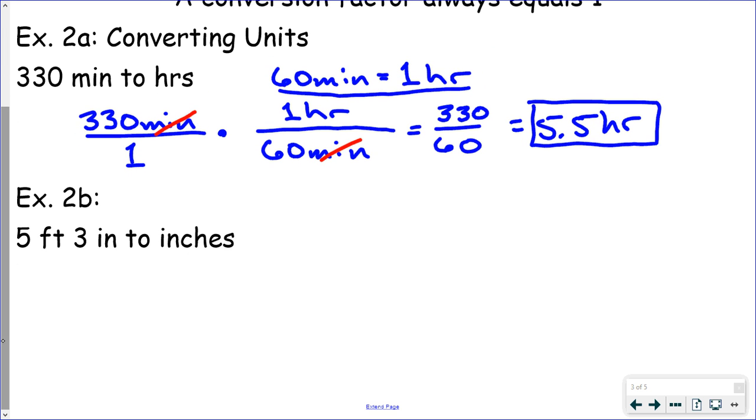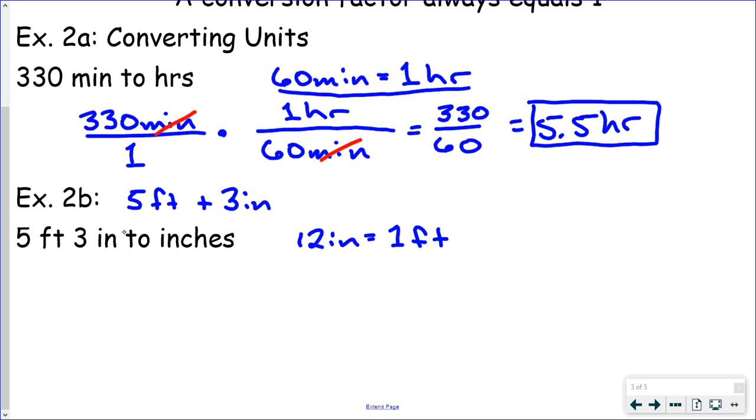All right, let's look at this next example. We have 5 feet 3 inches, and they want to convert that to just inches. First of all, 5 feet 3 inches really means 5 feet plus 3 inches. If you measure something, it's 5 feet long and 3 inches. So it's 5 feet plus 3 inches. We need to convert the 5 feet to inches, and then we'll just add the 3 inches onto that. The conversion factor between feet and inches is 12 inches equals 1 foot.